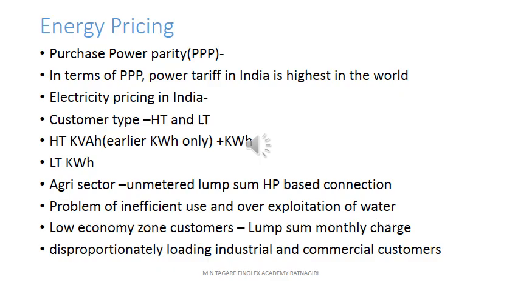So with kVAh billing, by considering just one factor, you are taking care of both your active energy consumption and the power factor. If your power factor is low, then even though your kWh is less, kVAh will be more. So the lower the power factor, the higher the kVAh, so you will be billed higher and higher. So automatically all customers will be encouraged to keep a higher and higher power factor. So this is the recent change.